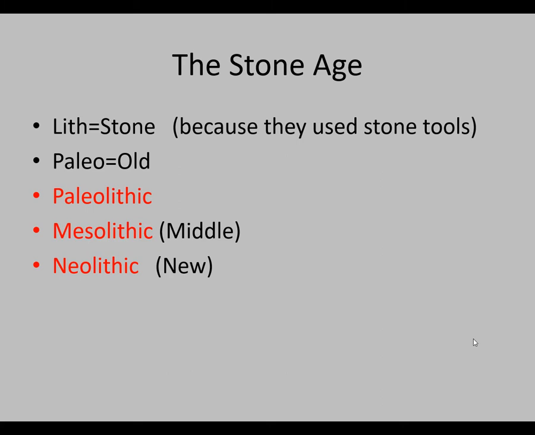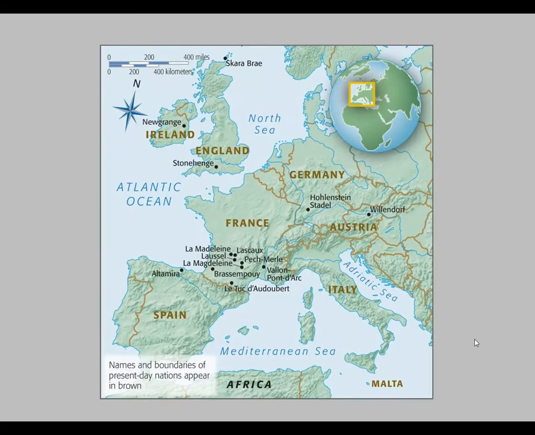All right, so we talk about the Stone Age, and it's called the Stone Age because man used stone tools. So lith means stone, and paleo means old. So we have the Paleolithic, the Old Stone Age, the Mesolithic, the Middle Stone Age, and the Neolithic, the New Stone Age. So these are the three periods that you need to know for this chapter. We are looking, this pebble's down in Africa, but man starts traveling all around, and most of the caves we look at are here. We'll look at sculptures from up here, and of course, we'll get up to Stonehenge by the end of the chapter.